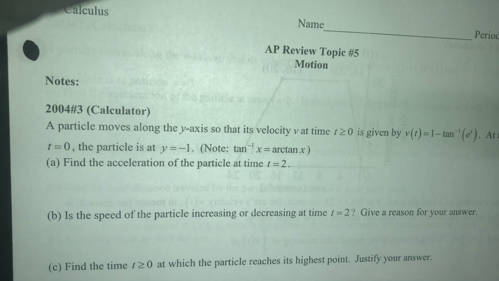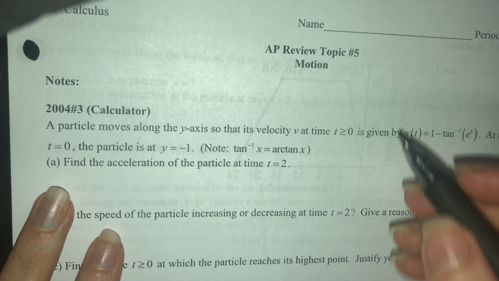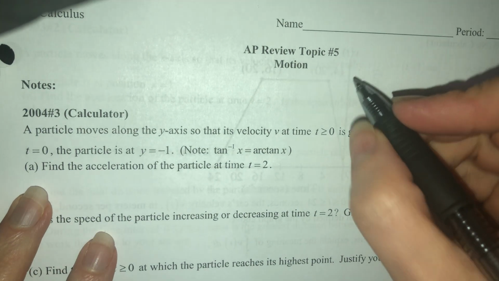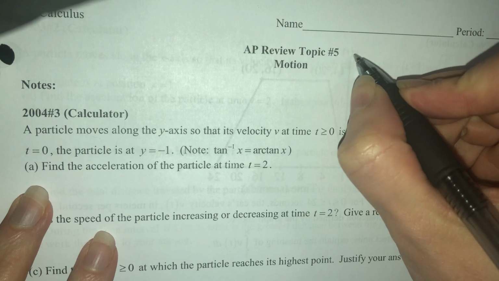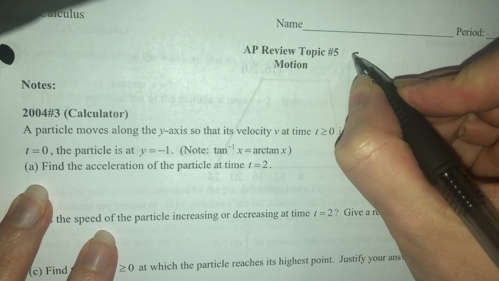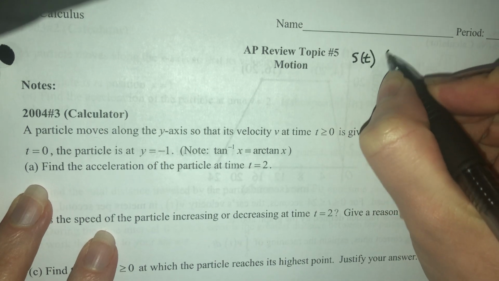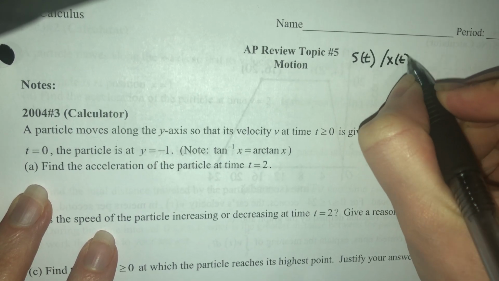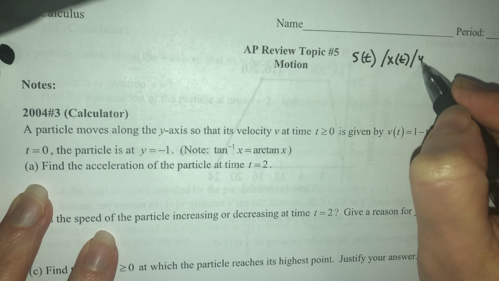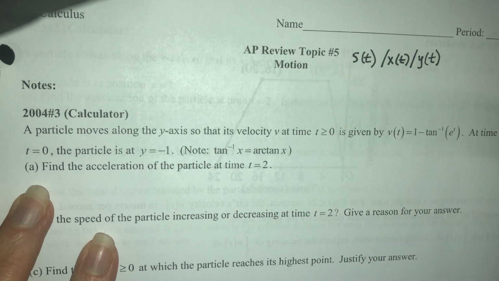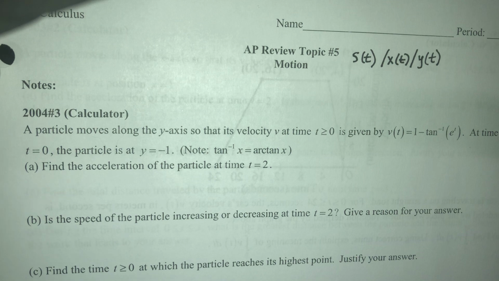A few things that I want to go over with you before we jump right into this problem is reviewing some things that we've talked about earlier this year. A position equation can be represented by S of t or x of t or y of t. This represents what's known as rectilinear motion, which is motion along a straight line. So we're not talking about going off at different angles. This is very basic linear motion.